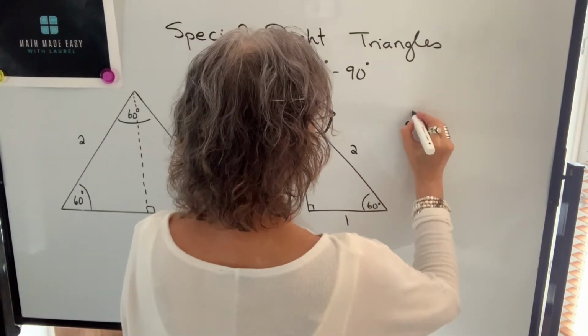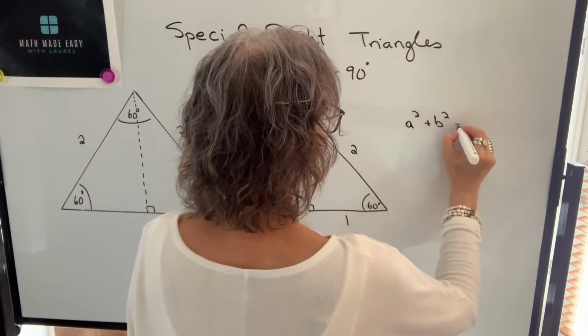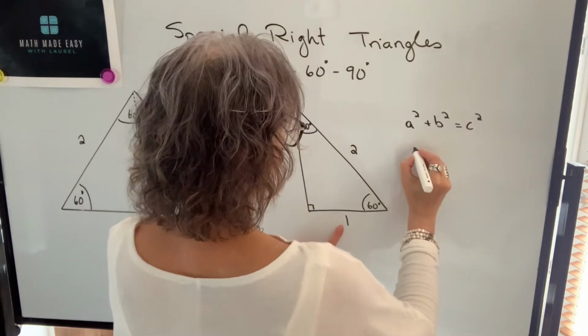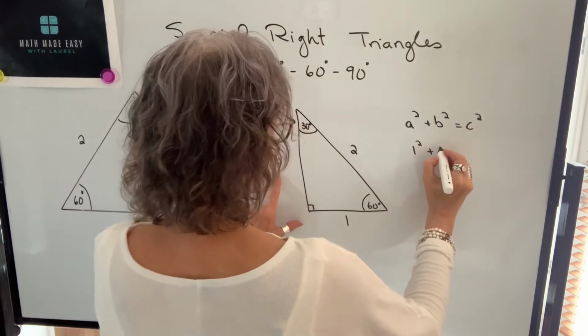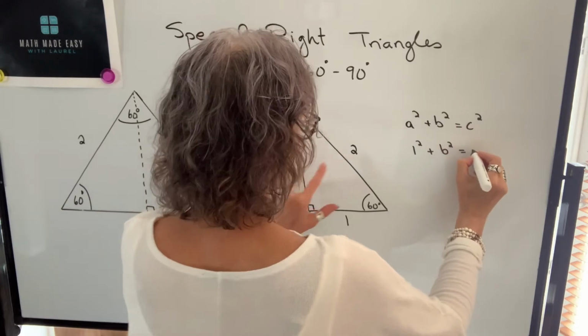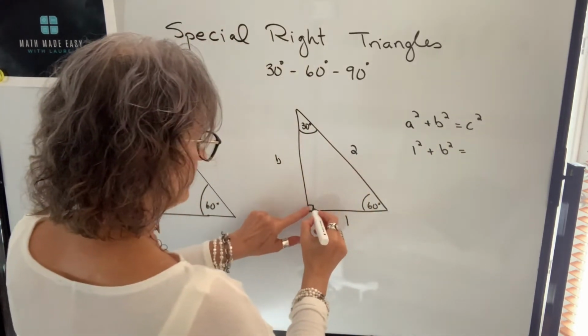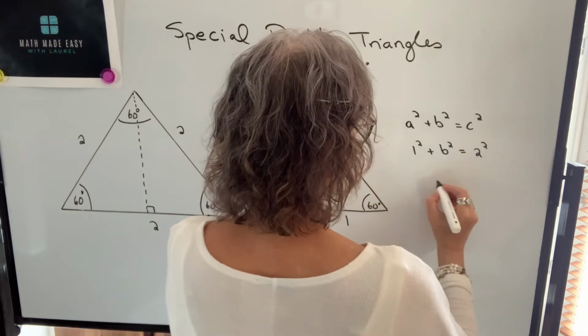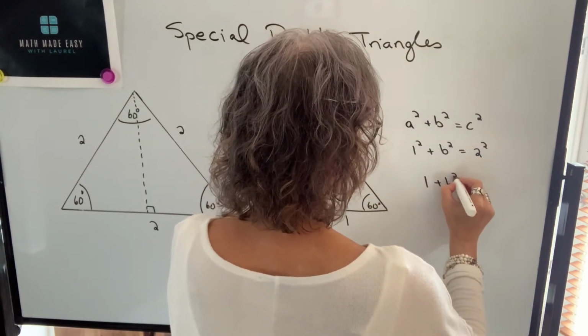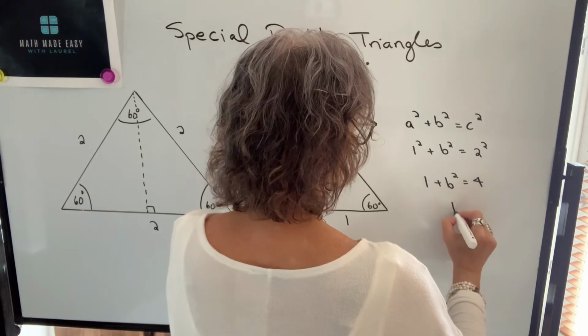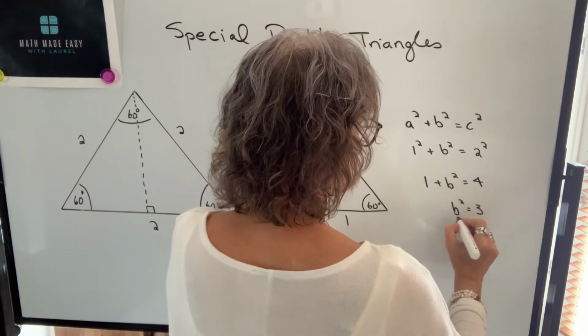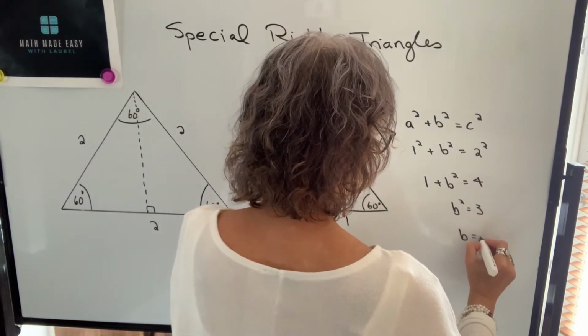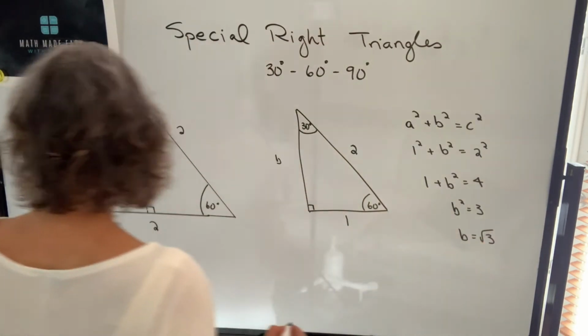And I can use my right triangle theorem to find this third side. My right triangle theorem says a squared plus b squared equals c squared. So a is going to be 1, so 1 squared plus b squared, which we don't know, will equal c squared. C is always the hypotenuse across from the right angle. So that's going to be 2 squared. So 1 plus b squared will equal 4. Subtract 1 from both sides. Take the square root of both sides. So b is equal to root 3.